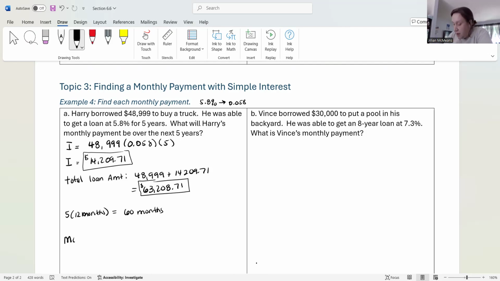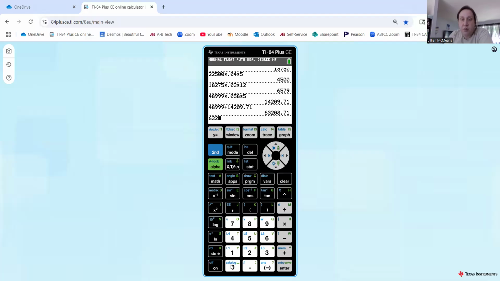So the monthly payment will end up being $63,208.71 divided by 60. So let's go back to the calculator one more time. So we know that Harry borrowed 63,200. Well, he didn't borrow. This is how much he's going to owe.